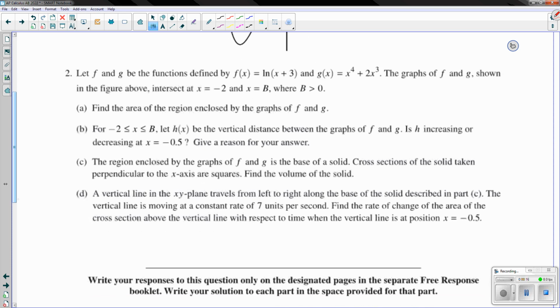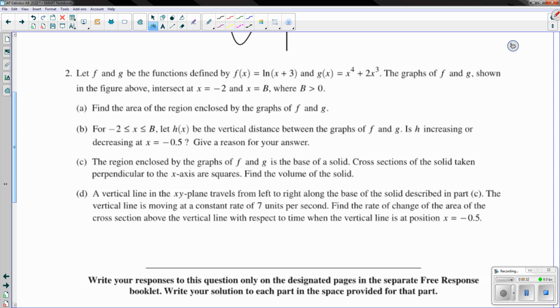Let f and g be the functions defined by f of x equals natural log of x plus 3 and g of x equals x to the fourth plus 2x to the third. The graphs of f and g shown in the figure above intersect at x equals -2 and x equals b, where b is greater than 0.